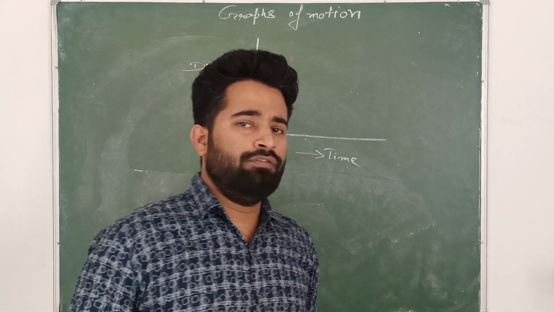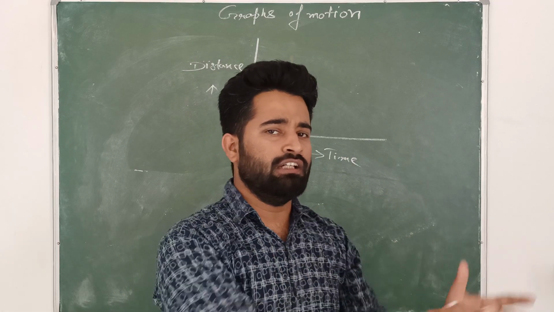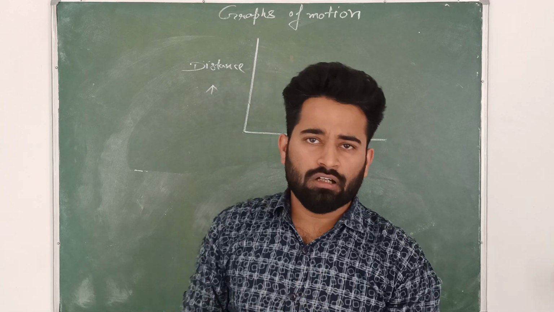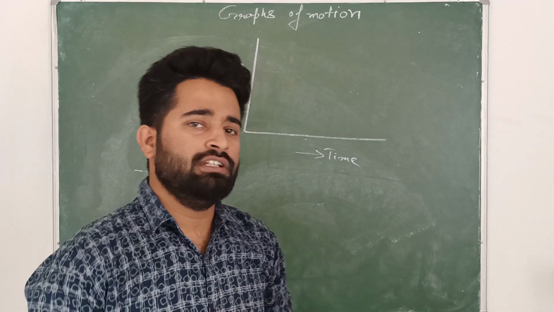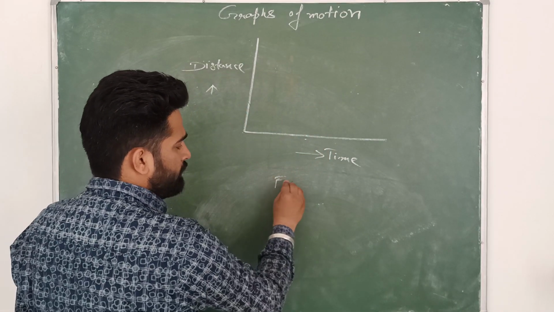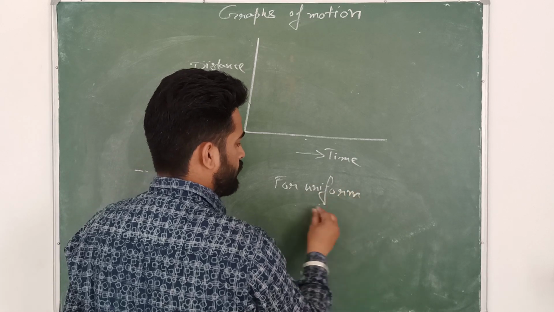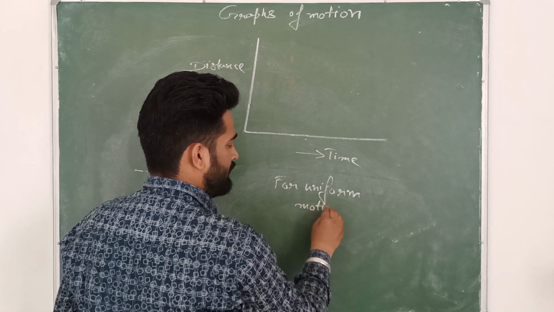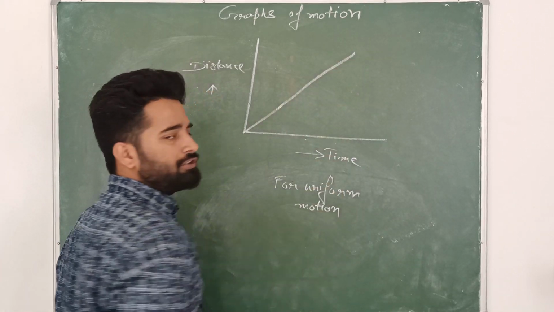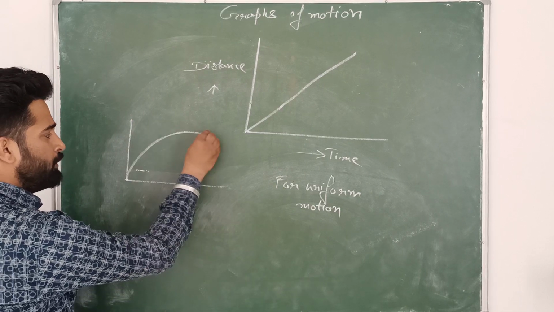What is the meaning of uniform motion? Uniform motion means when the object travels equal distance in equal intervals of time. When the object travels equal distance in equal intervals of time, that kind of motion is known as uniform motion. See here, if we draw a graph for uniform motion, it will be a straight line. And if we draw it for non-uniform motion, it will be of curved shape.